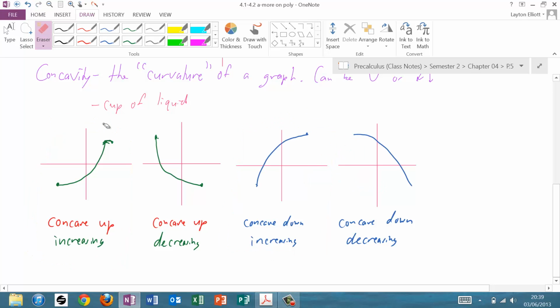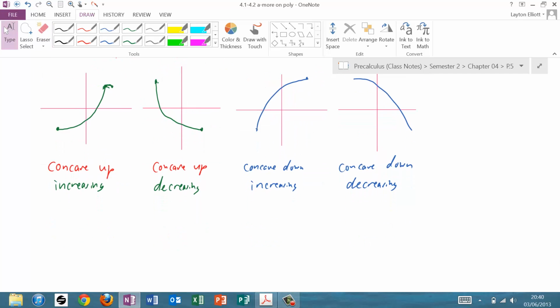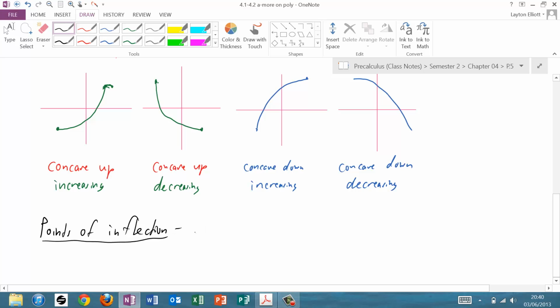And this is going to take a little bit of practice, because you're going to have graphs that have regions that may contain all of these. Turning points, we can't call them turning points anymore between concave up and down. We're going to call them points of inflection. Points of inflection occur where the graph changes concavity.